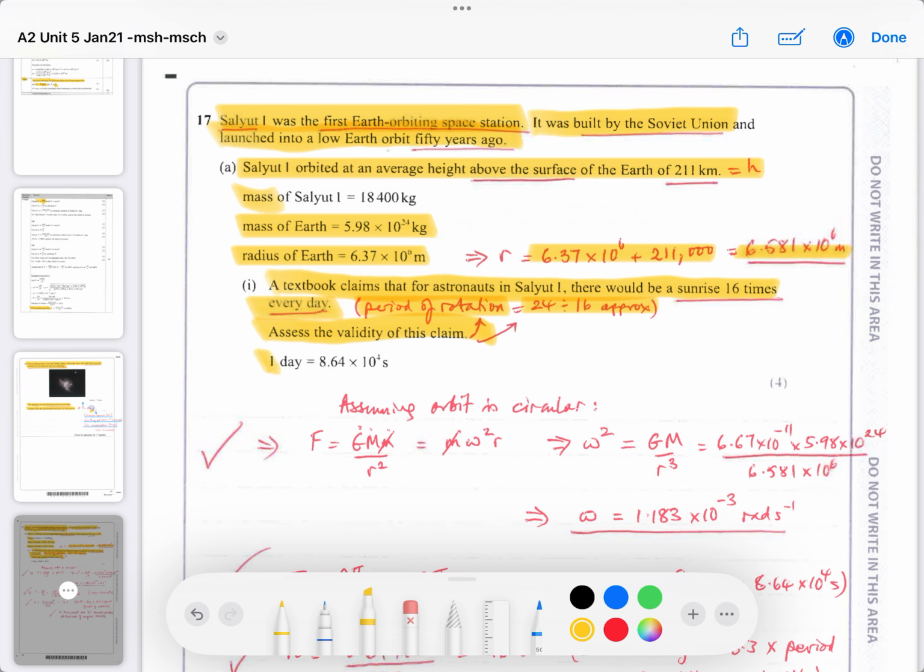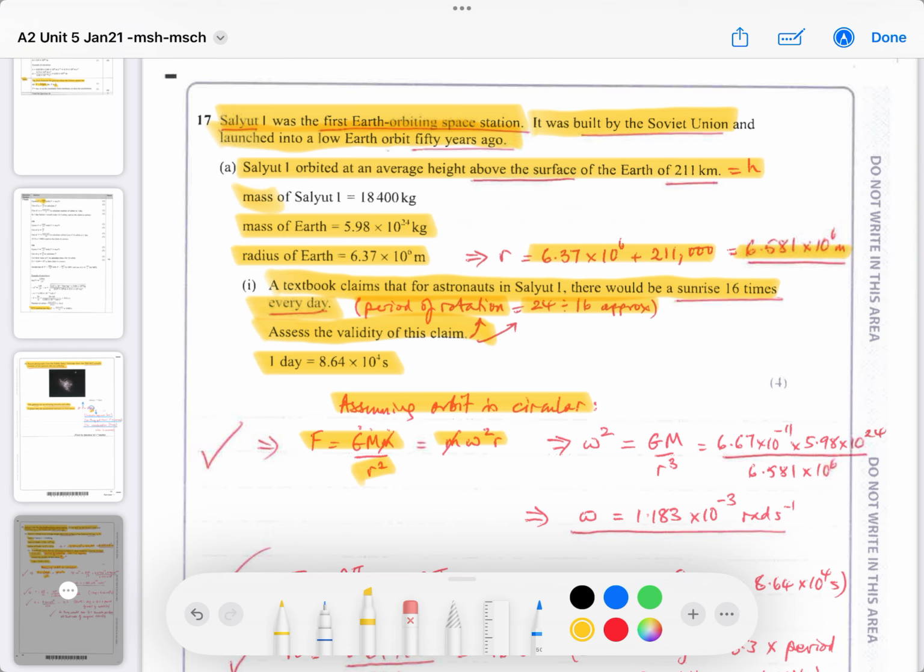Now, one day, 24 hours, is this many seconds, so they're helping you by giving you the SI units. So we're assuming, of course, that the orbit is circular, because otherwise you can't use the inverse square, you can't use F equals GMm over r squared. So this is the equation that we've looked at before. That must equal its centripetal force, so it must be m omega squared r. The reason I'm using omega squared is because you can then work out omega.